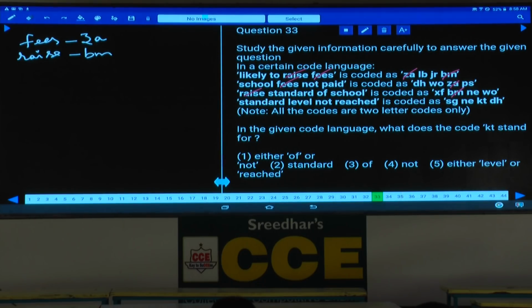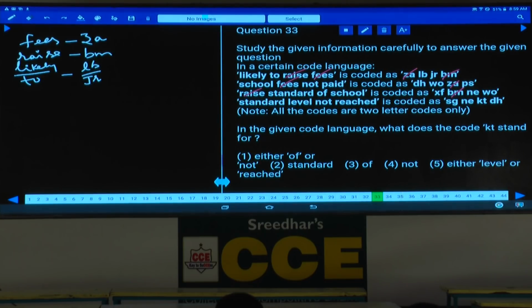Coming to the first one and the fourth one. Likely and to are the words which are common here, whereas in the remaining statements nothing has been common between these two. So what are the codes for likely and to? LB and JR, in any order.